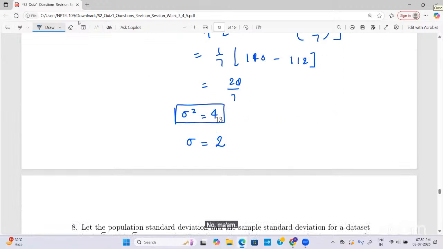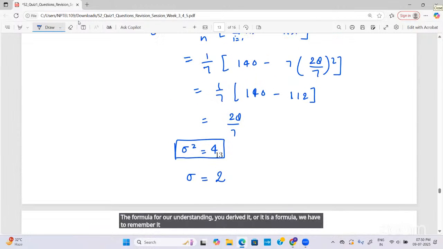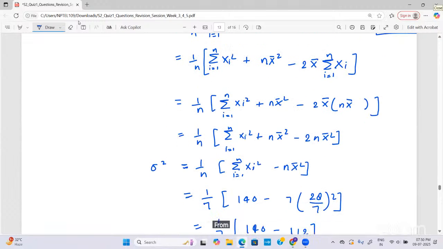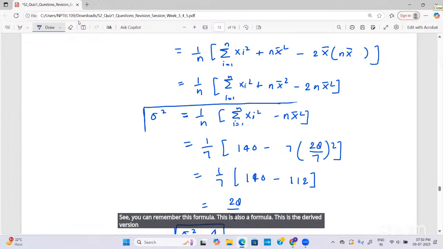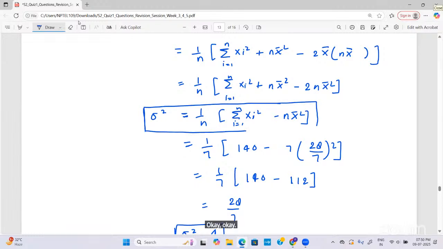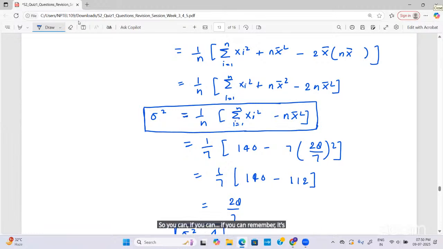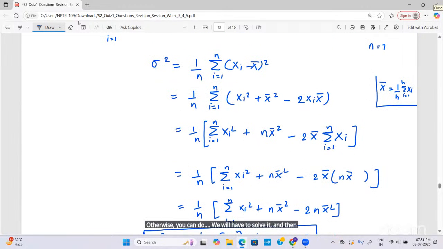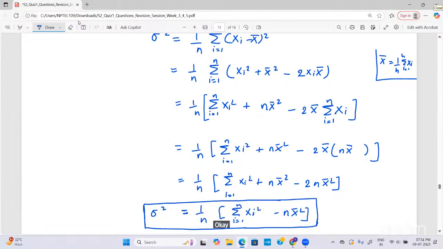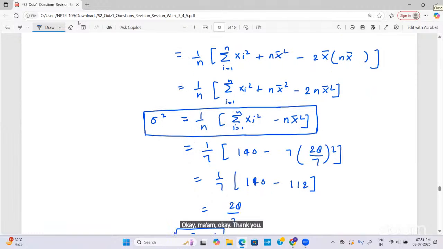That formula, for our understanding, you derived it, or is it a formula we have to remember, ma'am? See, you can remember this formula. This is the derived version of the same formula. This is a general formula that you can use everywhere. If you can remember, it's good. Otherwise, you will have to solve it, and then you will get the formula. Okay, ma'am. Thank you. Stay there for a minute on that formula. I'm just noting it down.